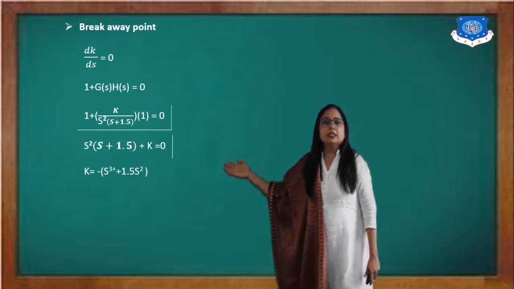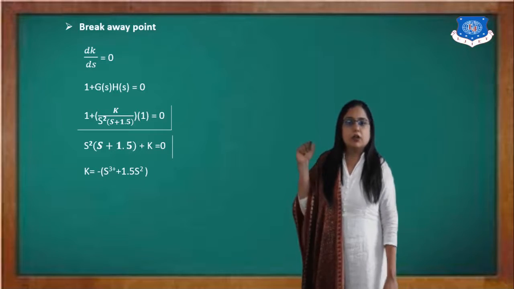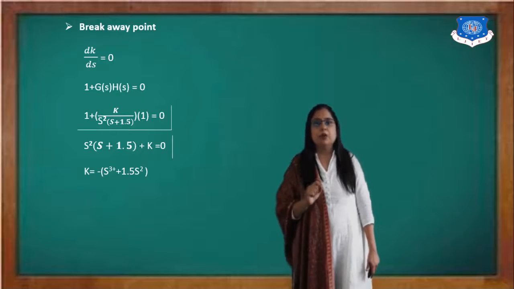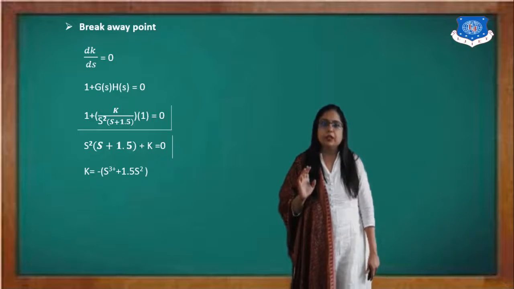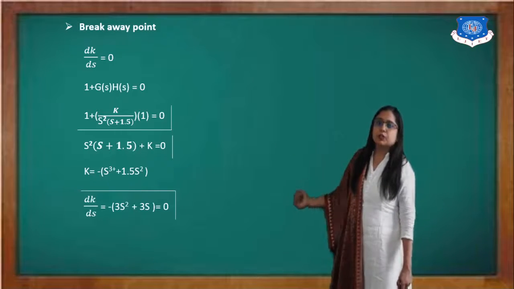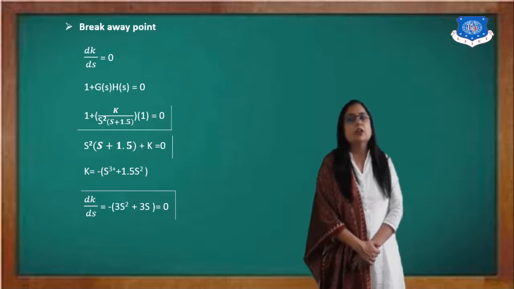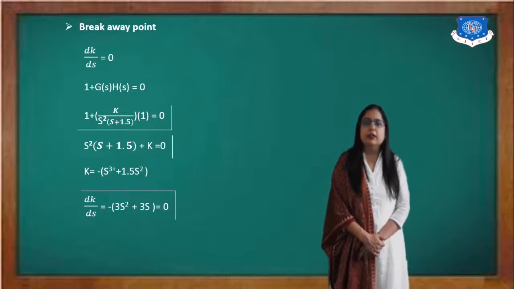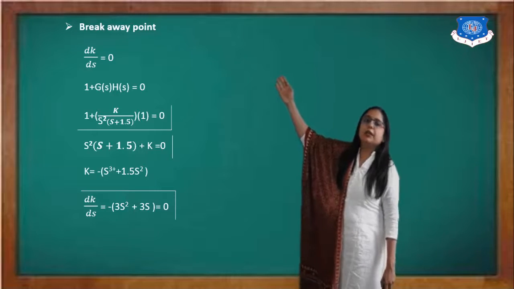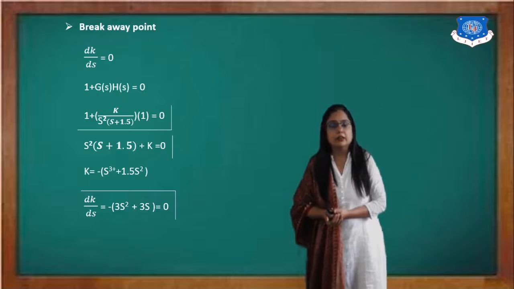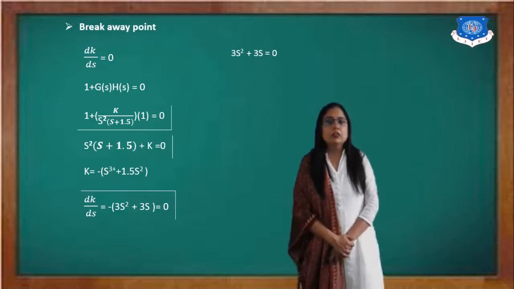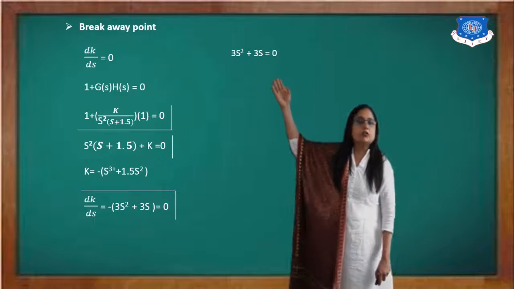So the value of K, that equal to what? It's minus s square (s plus 1.5), you just open the bracket. So what we get? Minus in bracket s cube plus 1.5 s square. Now you just take the differentiation of K with respect to s, that is dk by ds. So that is minus 3s square plus 3s, that equal to 0. Because to find out the breakaway point, I have to equate dk by ds with 0.